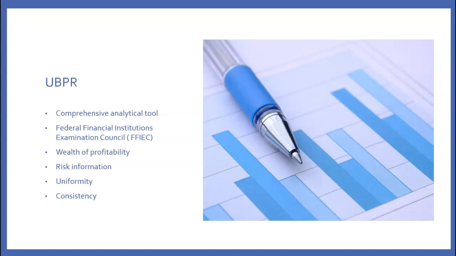The advantage of this report over typical financial statements is its uniformity in the presentation of data. The UBPR provides information over 5 periods, either annually or quarterly. The real strength of the UBPR is its consistency across institutions.